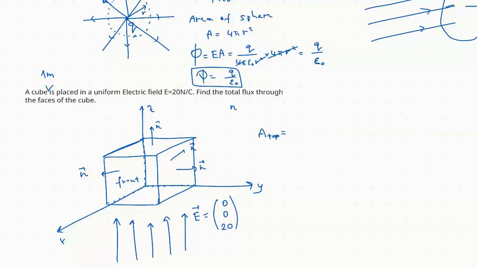Okay, so the top plane A is a vector along the z-axis, and the modulus of that vector is the area. The area is a 1 by 1 meter cube, so it's 1. So it's 0, 0, 1, because it's along the z-axis, and that's meters squared. And the field is in newtons per coulomb.